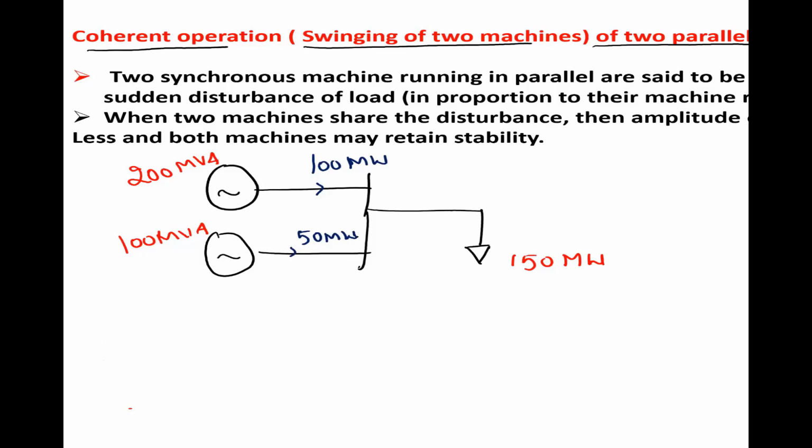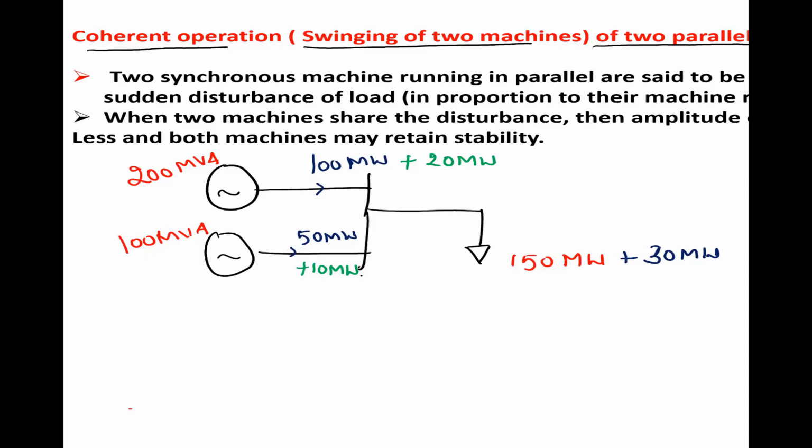Suppose suddenly a disturbance comes, a disturbance that adds 30 megawatt of sudden load. If this sudden load disturbance is shared by the two machines in proportion to their ratings, then out of this 30 megawatt, this machine supplies 20 megawatt and this machine supplies 10 megawatt. A sudden disturbance came and they are sharing the load. Then we say that the two machines are running in coherence.